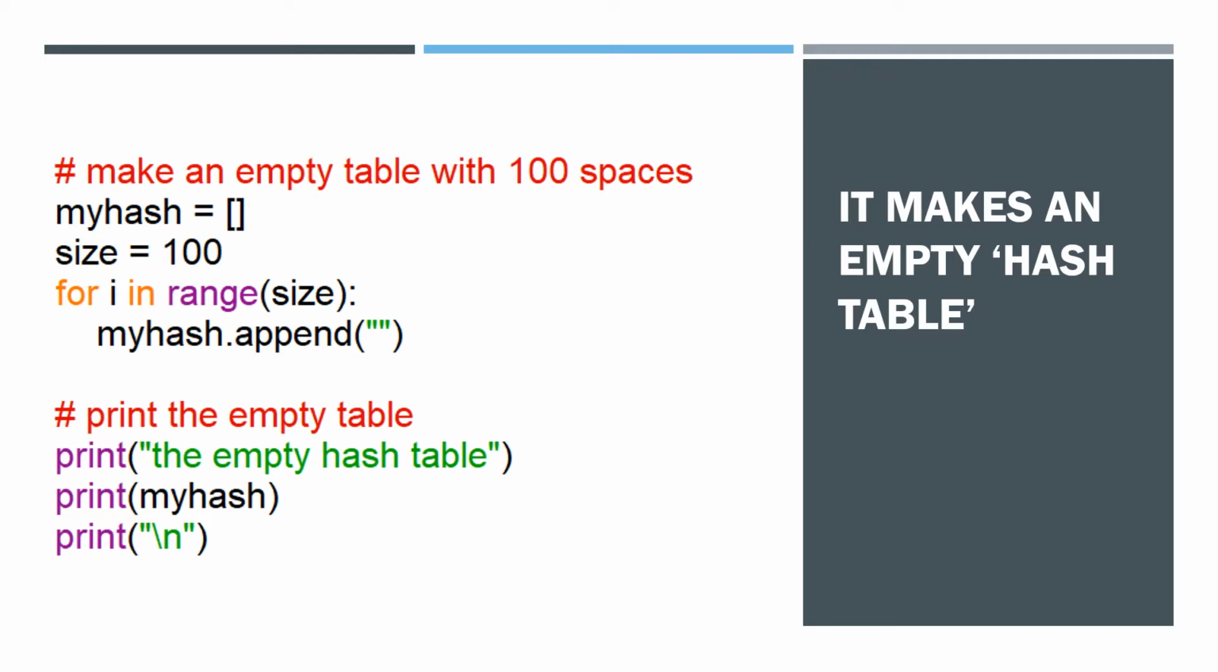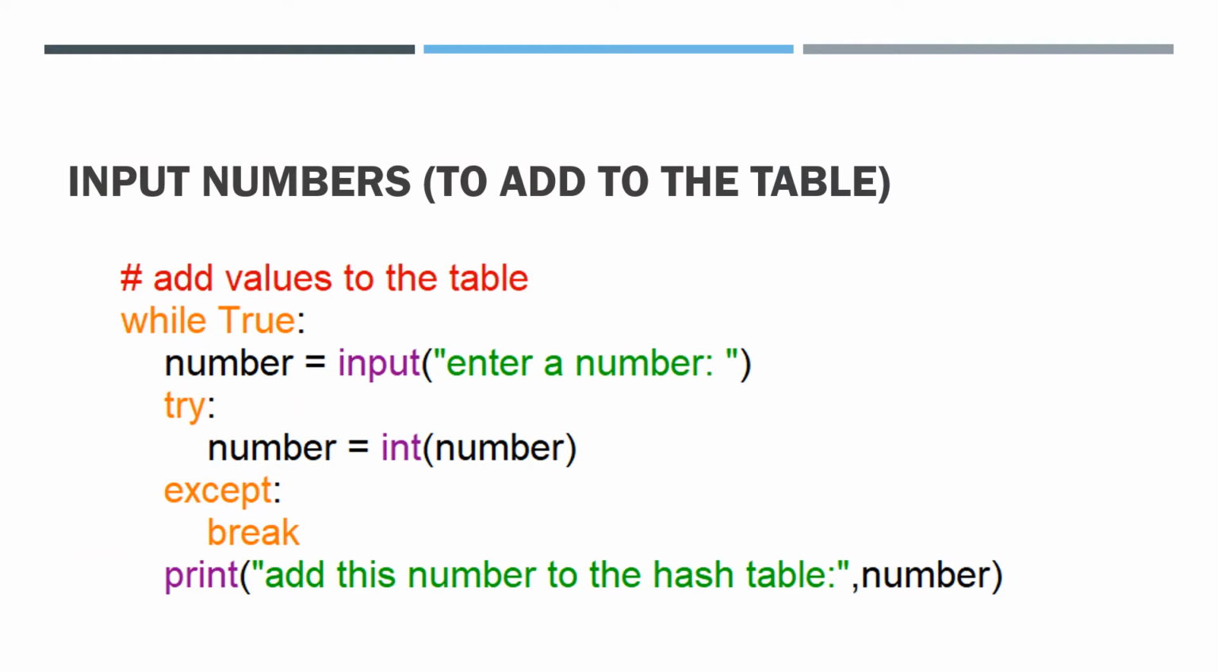Have a look at what the Python commands say. The first part creates a list of 100 empty strings. This is what we're going to use as our hash table. And I've included some commands to print it out so that you can see what it looks like. The next part of the code that I've provided simply allows you to input numbers which are converted into integers. We haven't yet written the code to add these values to the table.